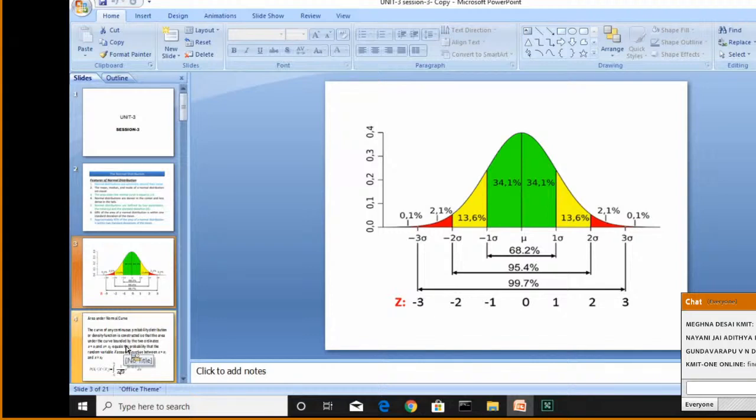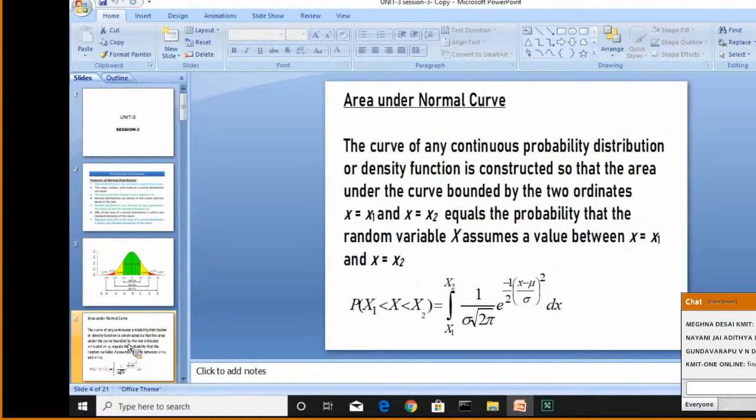Next we are going to look at the area under the normal curve. That means we are going to use the variable Z. This part onwards is very important. You should understand it properly. You listen. The area of any continuous probability distribution or density function is constructed so that the area under the normal curve bounded by two ordinates x equal to x1 and x equal to x2 equals the probability that a random variable x assumes a value between x1 and x2. Actually, in your second unit, you have learned probability of a less than x less than b, which you have written as the integral from a to b of f of x dx.